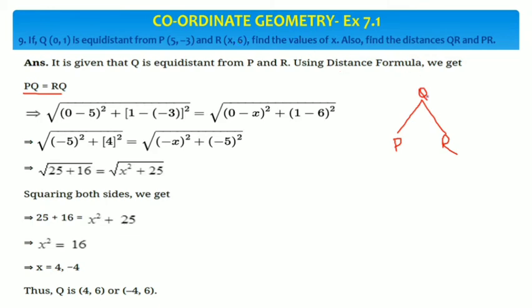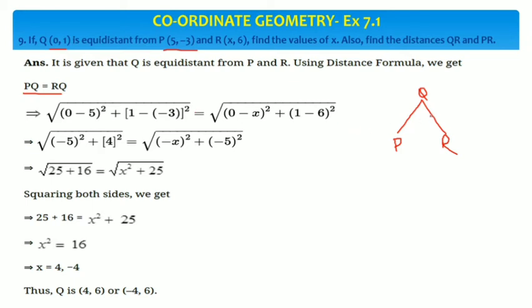Now the coordinate for Q is given here, 0, 1. Then the coordinate for P is given here, 5, minus 3. So if we have to find this length QP, we can take anyone as x1, y1, second as x2, y2. So let me take this as x1, y1, this as x2, y2. So it will become (0 minus 5) whole square plus (1 minus of minus 3) whole square. This will be the length of PQ.